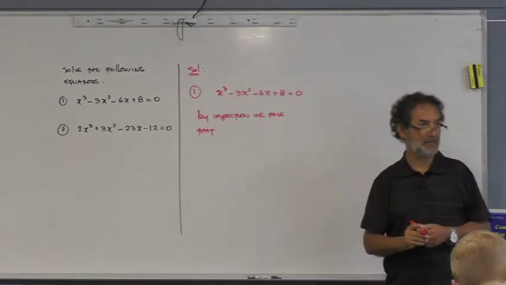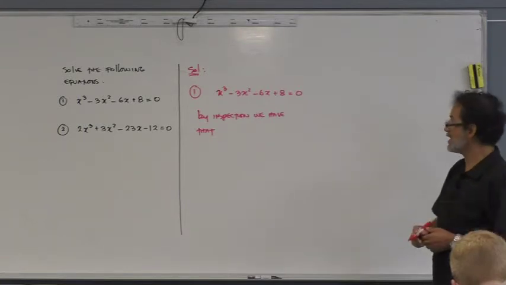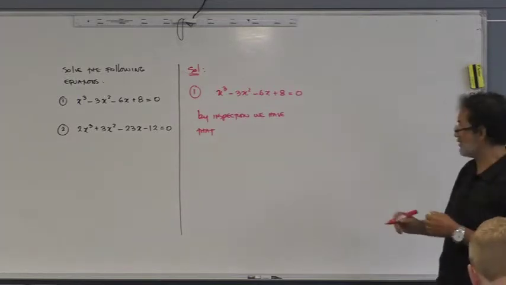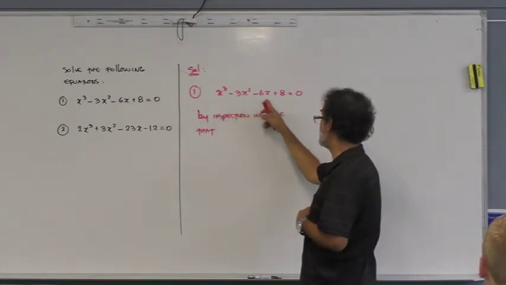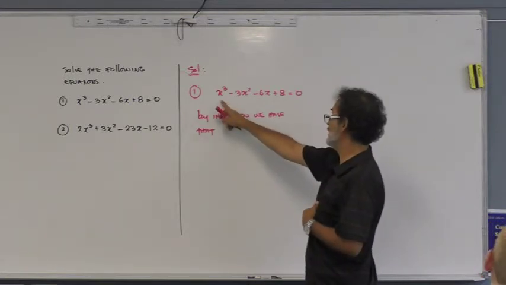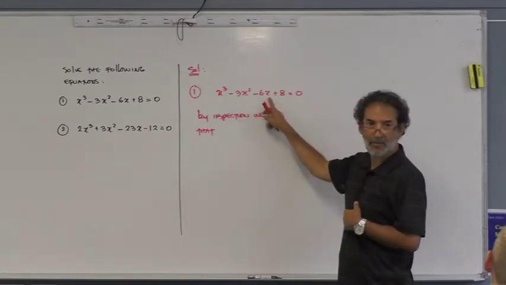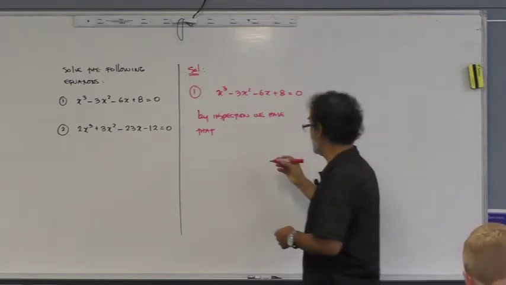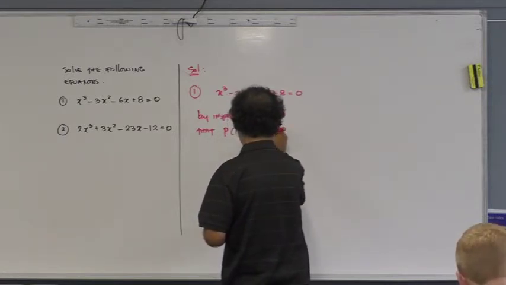Okay, anyone? Have you found any? One? So we got 1 minus 3 minus 6 plus 8. Yes, it works, because 1 plus 8 is equal to 9, and then you take away 9, so it's 0. You see? So by inspection, we have that P of 1 is equal to 0.